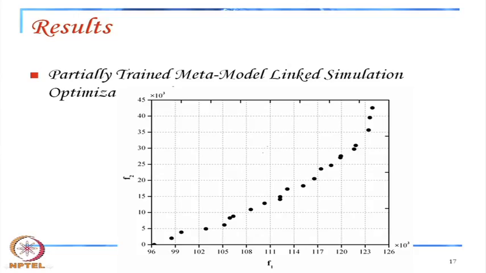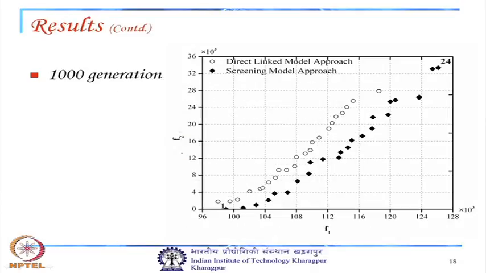So, partially trained meta model linked simulation optimization, with 100 generations and with 1000 generations, these are giving the screening model based approach. The direct linked simulation based approach is always giving the better result, because these are the correct values and it is nearer to our Pareto front, because as it moves in the right hand direction, it is more near to our Pareto front.